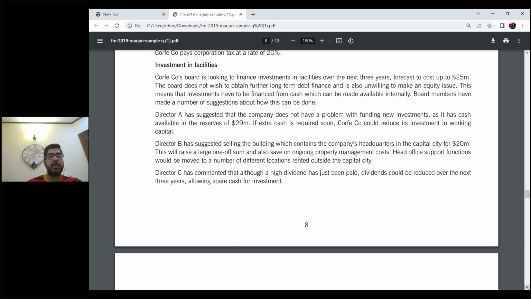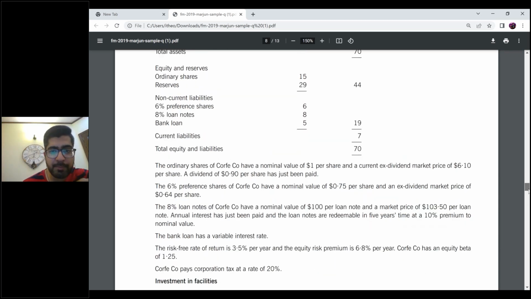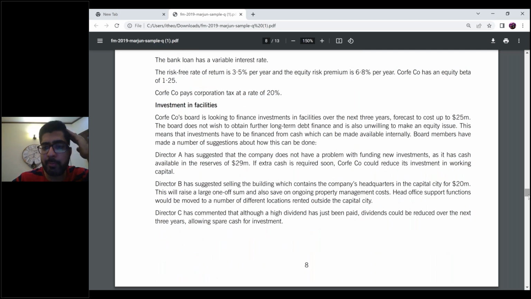Board members have made a number of suggestions about how this can be done. Director A has suggested that the company does not have a problem with funding investments as it has cash available in the reserves of 29 million. If extra cash is required soon, Corfez could reduce its investment in working capital. See in the balance sheet, the company has reserves of 29 million.